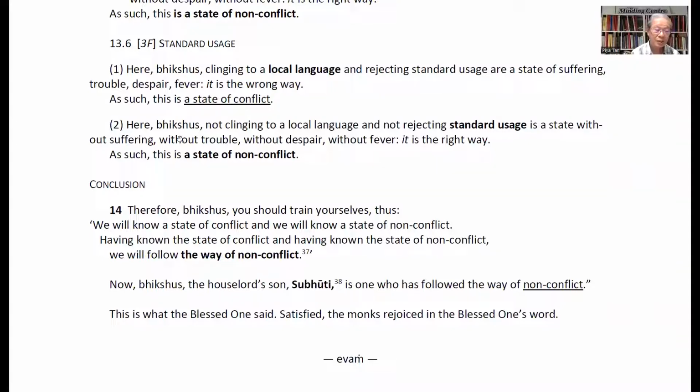Here, bhikshus, not clinging to a local language and not rejecting standard usage is a state without suffering, without trouble, without despair, without fever. It is the right way. As such, this is a state of non-conflict.